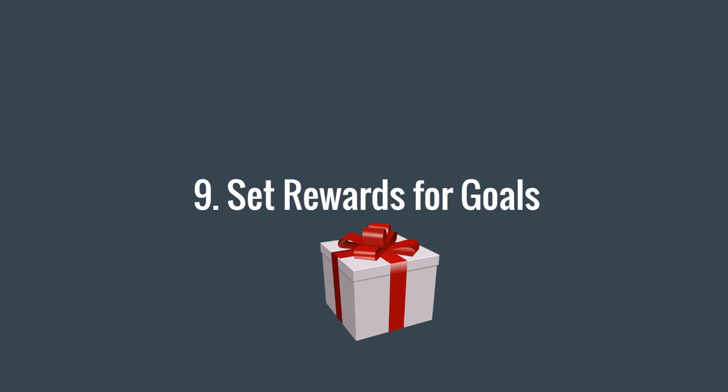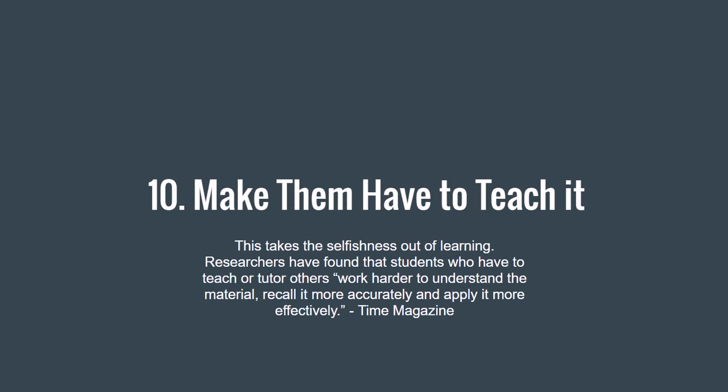Number 10, make them have to teach it. One of the best ways to teach people how to do something is to have them teach others, or teach you back to make sure that they understand it. Okay, so if they're just sitting there taking in information, you can't always tell how much they're taking in. You can't always tell how much they're engaged with it. So one of the best ways to have people understand something is to teach it to others.